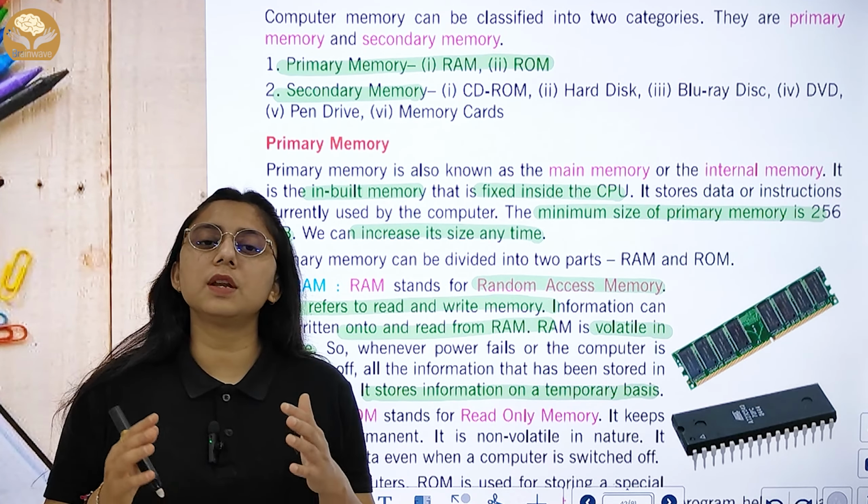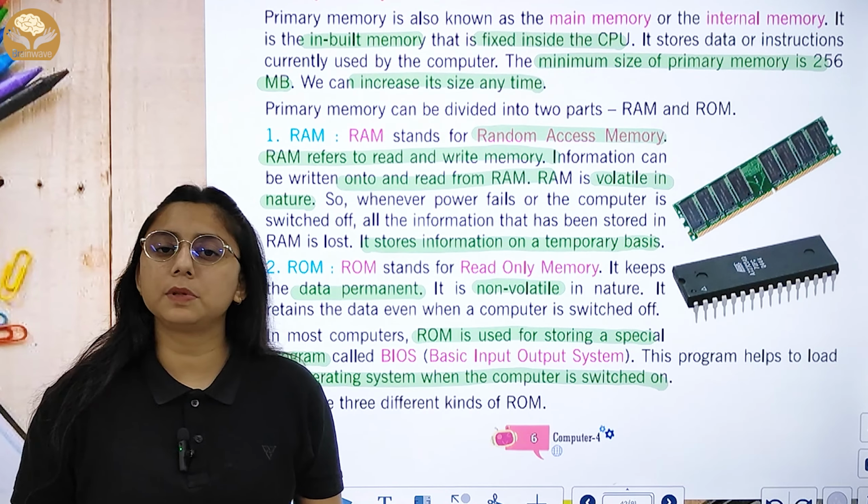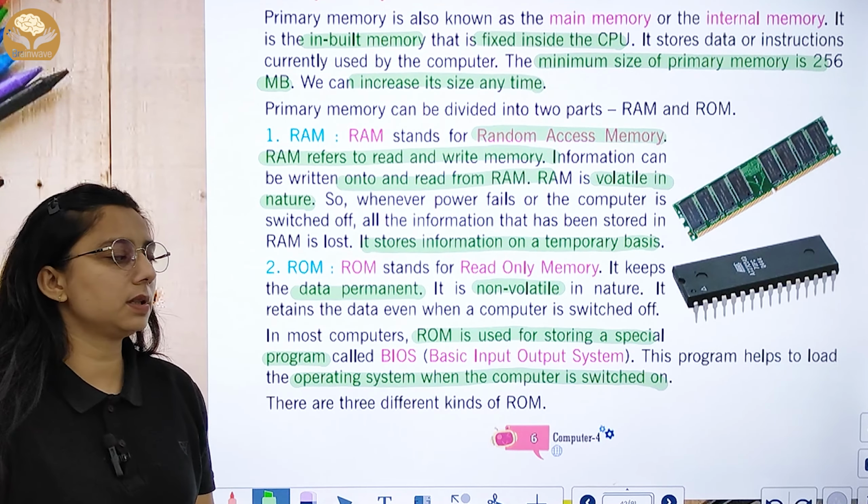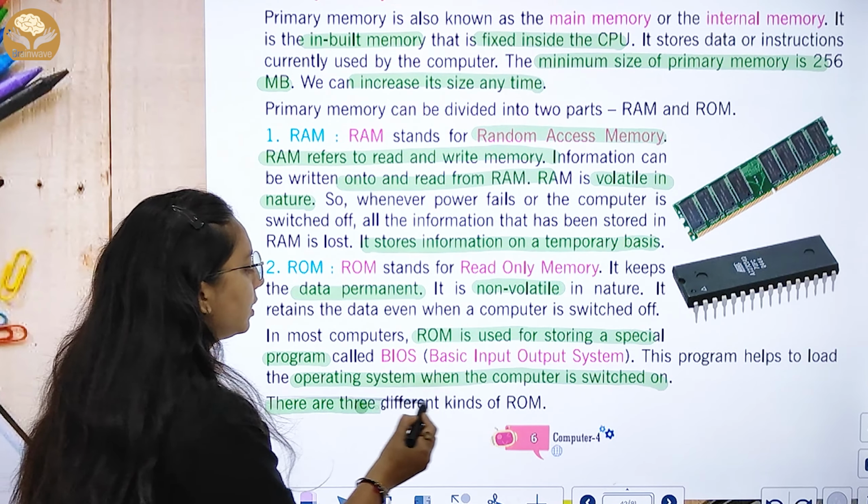Then we have ROM, that is read only memory. It keeps the data permanent. It is non-volatile in nature, and it retains the data even when the computer is switched off. If the computer is switched off, then also your data will be there. In most computers, ROM is used for storing a special program, which is known as the basic input output system. It helps in loading the operating system when the computer is switched on. There are 3 kinds of ROM.